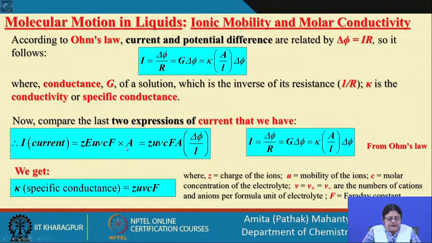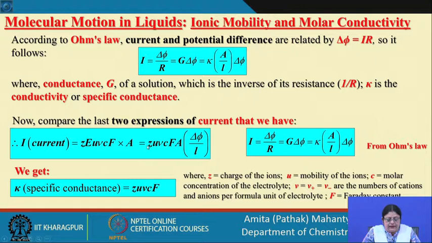So, this is the current flowing through the system, and we have another expression of current from Ohm's law. If we equate the two I's from the two expressions, what do we get? You see, this delta phi by A can be taken to be common. Then if you separate out this part and that part, what remains is ZUV into CF.